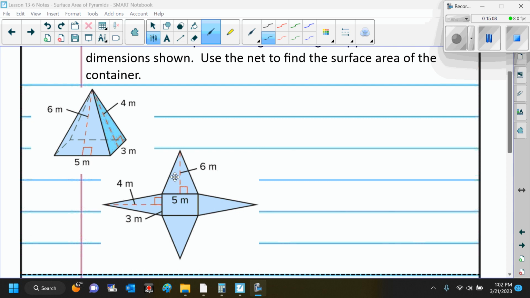So I want to let you know that even if you don't have the net, you can see that this is a rectangle, okay? You can see this is a rectangle because this is a 5 by 3. So those are not all congruent sides. You know that's a rectangle. You also can find your lateral height, okay? So lateral height for this side is 6 meters, and lateral height for this side is 4 meters. So you don't need a net to see all of these, okay?